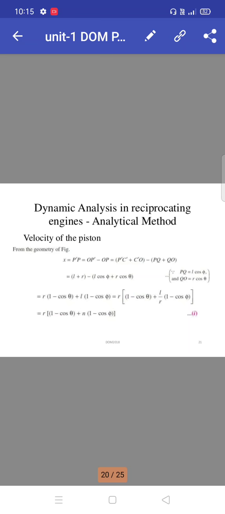So we are analyzing the dynamic concepts, and that's why we consider this much. In graphical methods, we already have three methods. This is the analytical method: we can use the formula and get solutions in the right way. Okay, so these are the concepts here.